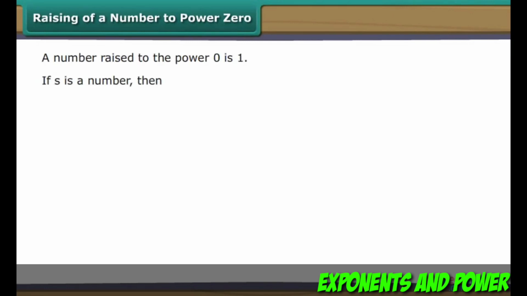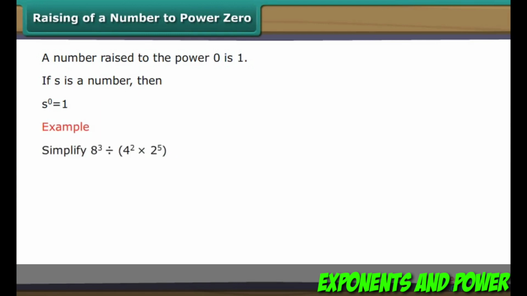Raising of a number to power 0. A number raised to the power 0 is 1. If s is a number, then s raised to the power 0 is equal to 1. Let us solve some questions based on exponent 0.